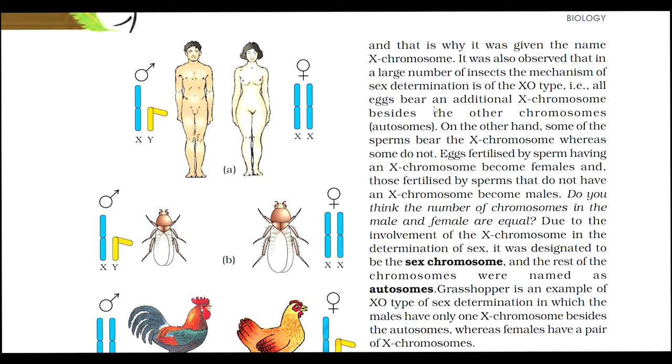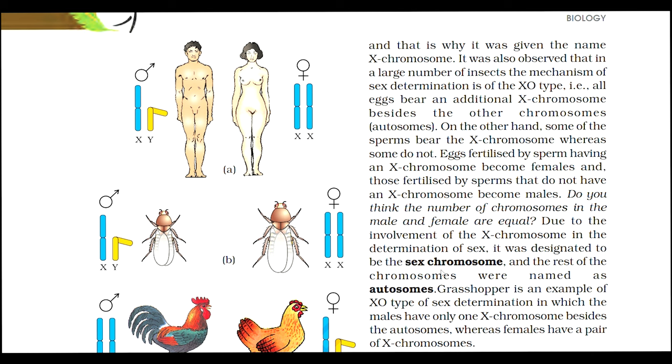On the other hand, some of the sperms bear the X chromosome, whereas some do not. Eggs fertilized by sperm having an X chromosome become female, and those fertilized by sperms that do not have an X chromosome become males. Do you think the number of chromosomes in the male and female are equal? Due to the involvement of the X chromosome in the determination of sex, it was designated to be the sex chromosome, and the rest of the chromosomes were named as autosomes.